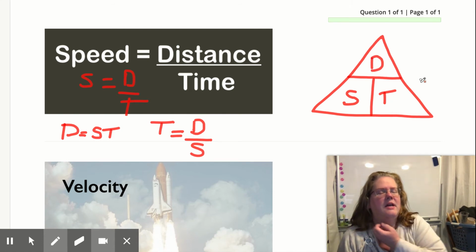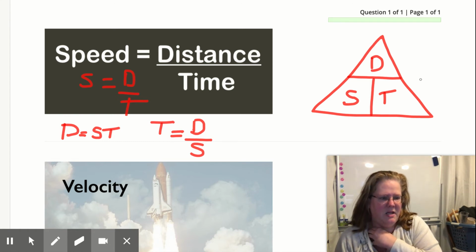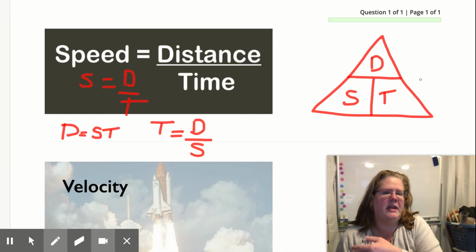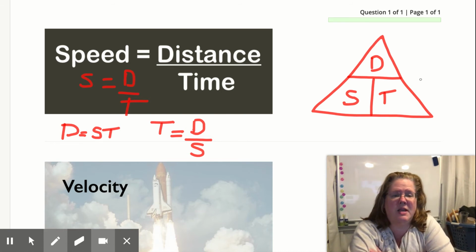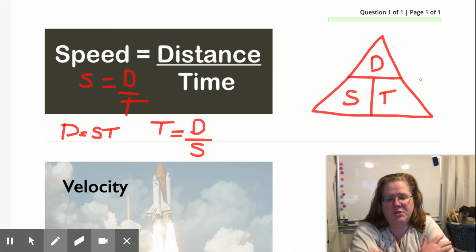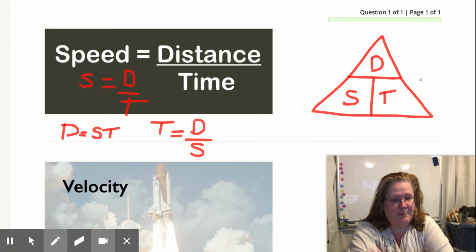Now, the difference is I don't have a unit to put in here because there is no standard unit of speed. We can have miles per hour, kilometers per hour, meters per minute, meters per second, centimeters per millennia, or centimeters per century. I mean, there are so many different variations of speed. It's just simply straight up distance divided by time.